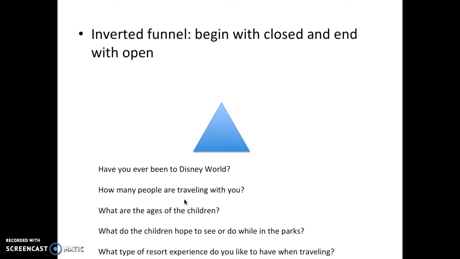The inverted funnel is the opposite. It begins with closed questions and ends with open questions. Have you ever been to Disney World? How many people are going with you? What are the ages of the children? What do you hope to do or see while in the parks? What type of resort experience do you like to have? So in this instance, I've gone from very quick yes or no, very short answers, to more broad. And in this way, you can often get a lot of the initial information out of the way, the simple stuff, and then get into the more involved questions and responses towards the middle and the end of the interview.